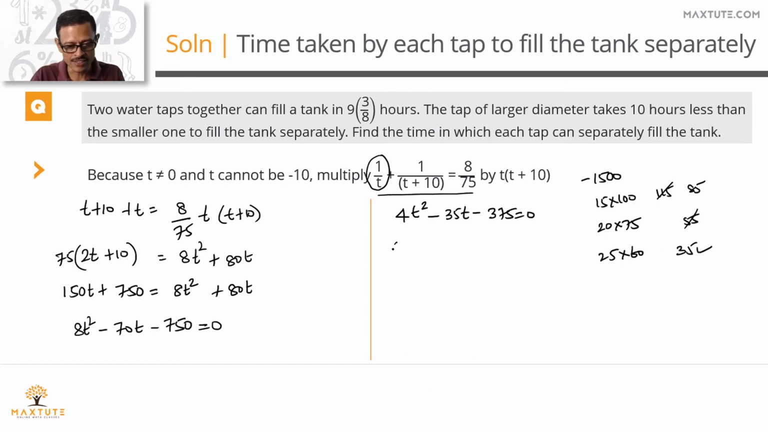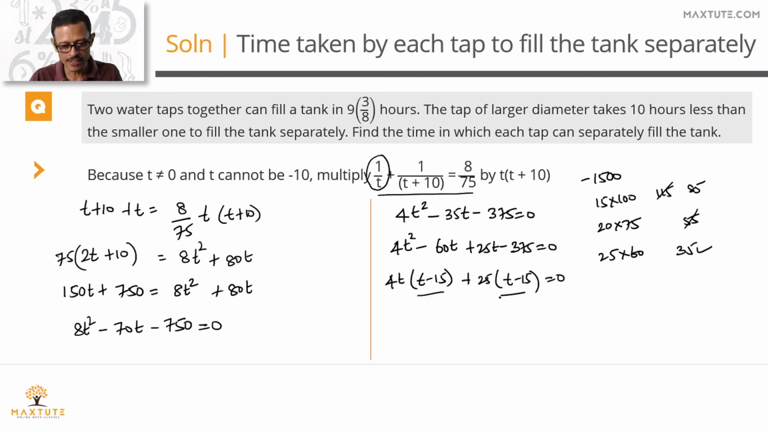So it's going to factorize as 4t square minus 60t, because we want the answer to be a negative, plus 25t minus 375. This equals 0. Let's take 4t common from the first two terms. 4t into t minus 15. Let's take a 25 common from the third and the fourth term. 25 into t minus 15. This equals 0. Take t minus 15 common between these two terms. t minus 15 into 4t plus 25 equals 0.